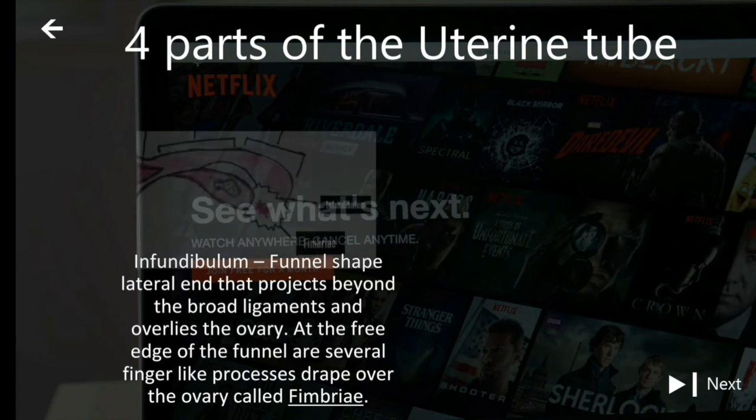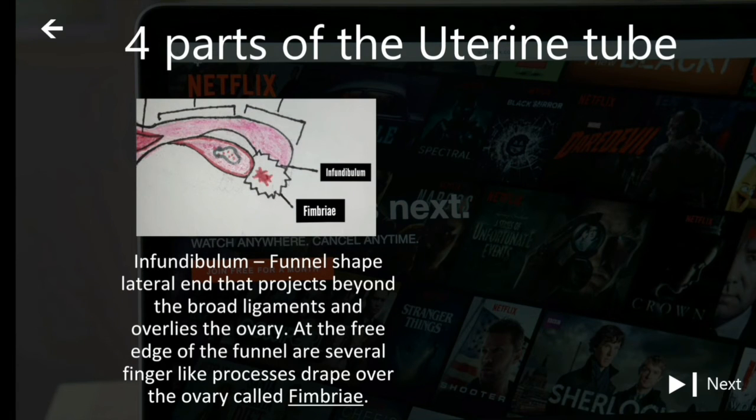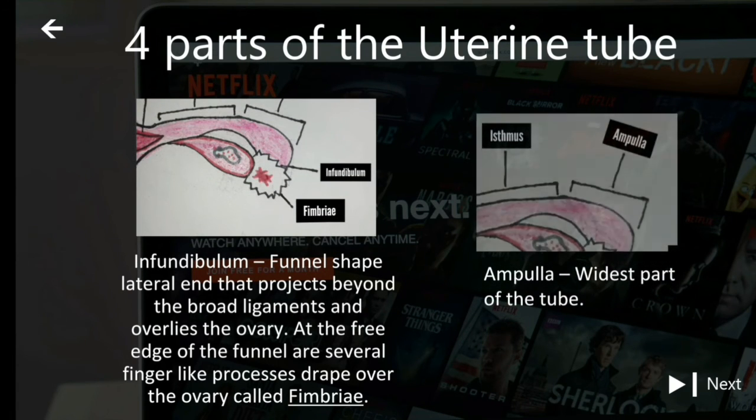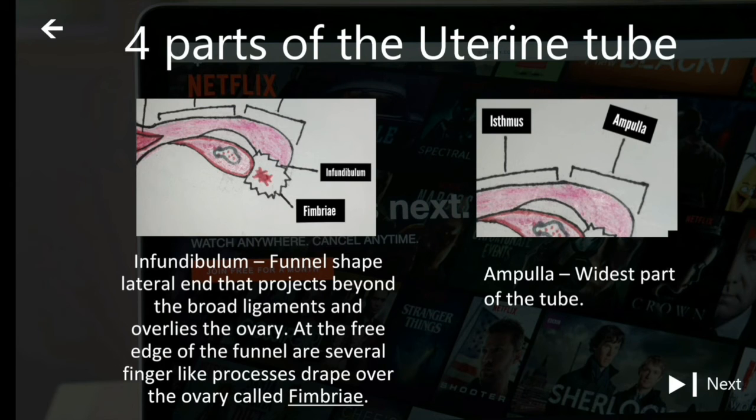Now we'll be discussing the 4 parts of the uterine tube. First up is the infundibulum. It has a funnel-shaped lateral end that projects beyond the broad ligament and overlies the ovary. At the free edge of the funnel are several finger-like processes draped over the ovary called fimbriae.